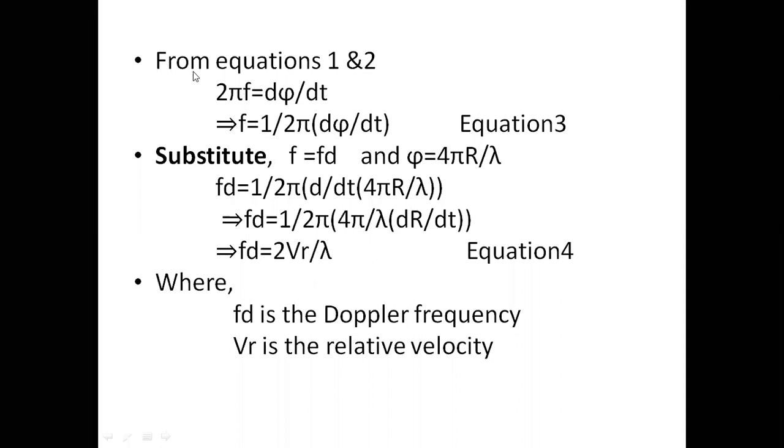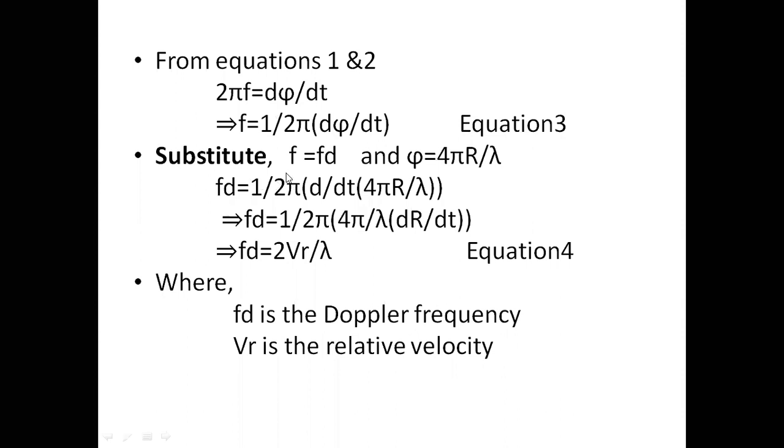2 pi f. That means by equating equation 1 and equation 2, we get 2 pi f is equal to d phi by dt. So from this equation, we can say that f is equal to 1 by 2 pi d phi by dt. Consider this one as the third equation.